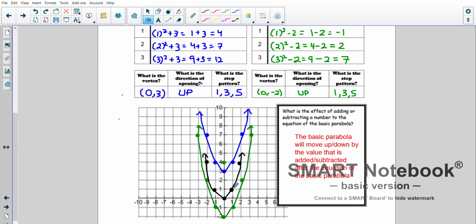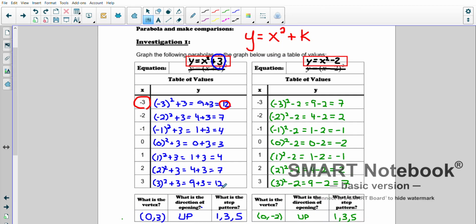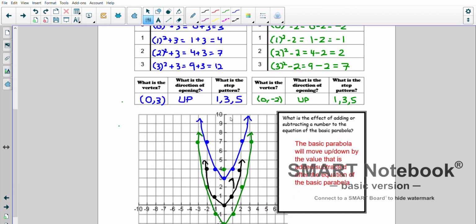And if you look closely, you'll notice that every point moved up exactly 3. This point, 1, 2, 3. This point, 1, 2, 3. This point, 1, 2, 3. And this plus 3 going up 3 is not a coincidence. Because if you go to the original equation we're trying to graph, sure enough, look at this. You have a plus 3 at the end of this parabola. So the graph went up 3.